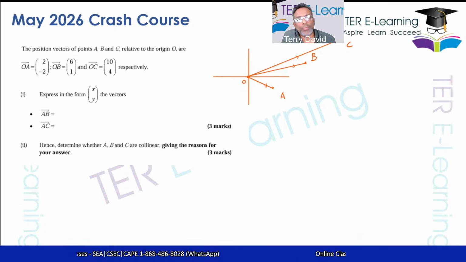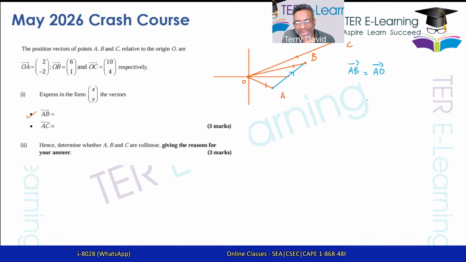Now, we want to work out the vector AB. That's this vector here. You're trying to get from A to B. How do we do that? The vector AB is equal to AO plus OB. You're looking at the path taken to get from one location to the next.